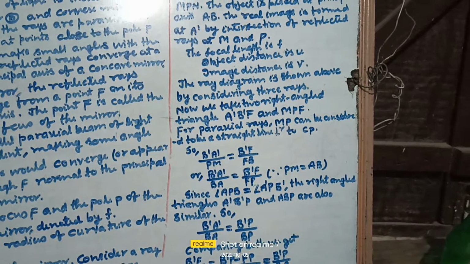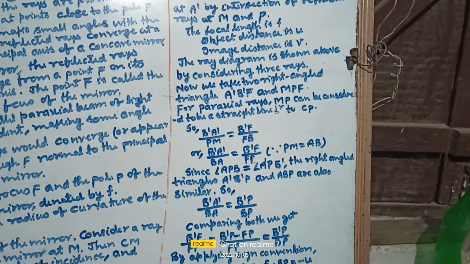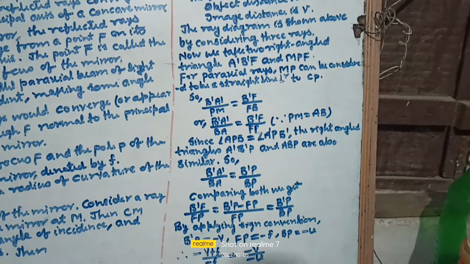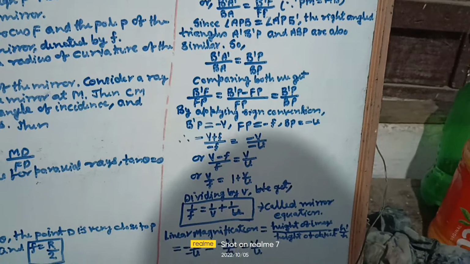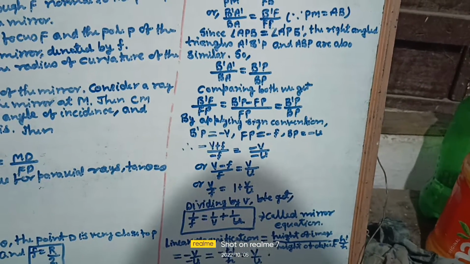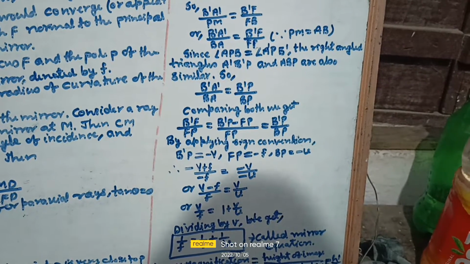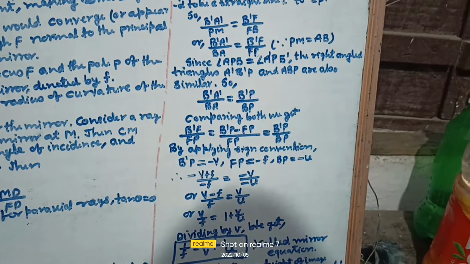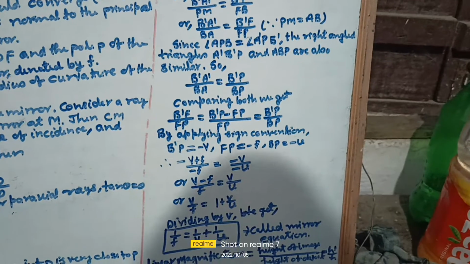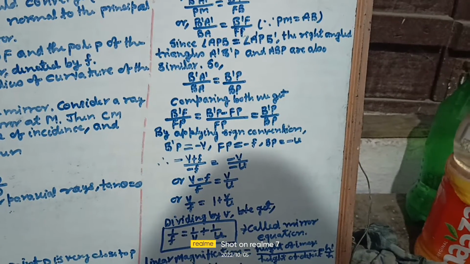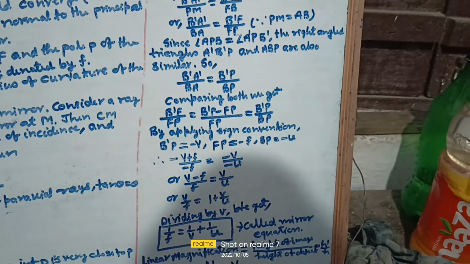Comparing both, we get B'F/FP = (B'P − FP)/FP = B'P/BP. By applying sign convention, B'P = −v, FP = −f, BP = −u. By sign convention, therefore (−v + f)/(−f) = −v/−u, and (v − f)/f = v/u, and v/f = 1 + v/u. Dividing by v, we get 1/f = 1/v + 1/u. This is called the mirror equation.